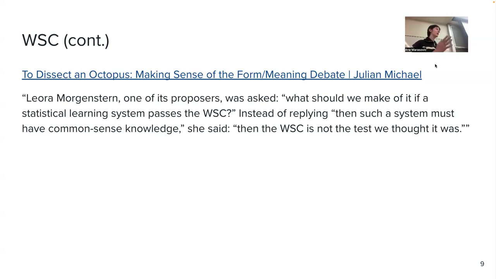But even at the time, decades ago, when they asked one of the co-authors of the Winograd schema challenge what we should make of it if a statistical learning system passes the WSC, instead of replying that such a system must have common sense knowledge, she said then the WSC is not the test we thought it was, which is really ahead of its time. Really, really fun fact here.